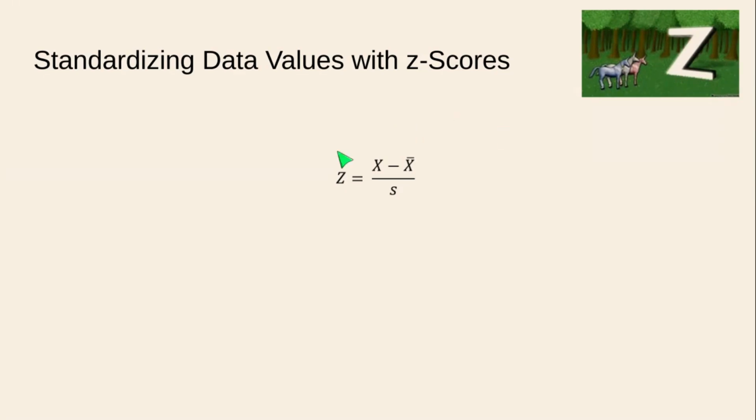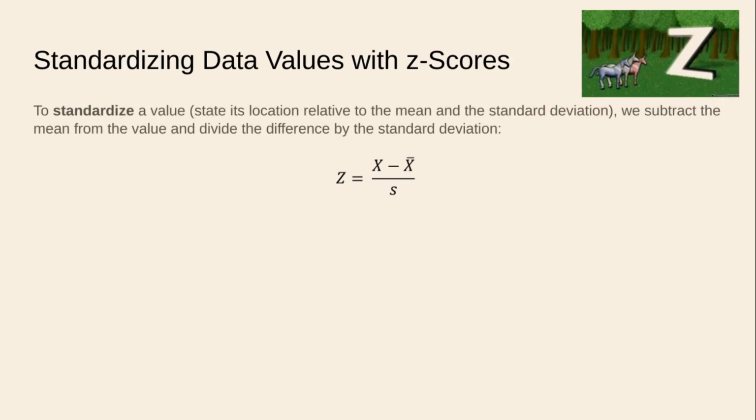So standardizing data values with z-scores. We have this equation right here, one of the most important equations we're going to talk about in all of statistics, but definitely in this section. Here we go. To standardize a value, that is to state its location relative to the mean and standard deviation, we subtract the mean from the value and then divide the difference by the standard deviation. What that means is x is our data value, we subtract the mean, and then we divide by the standard deviation.